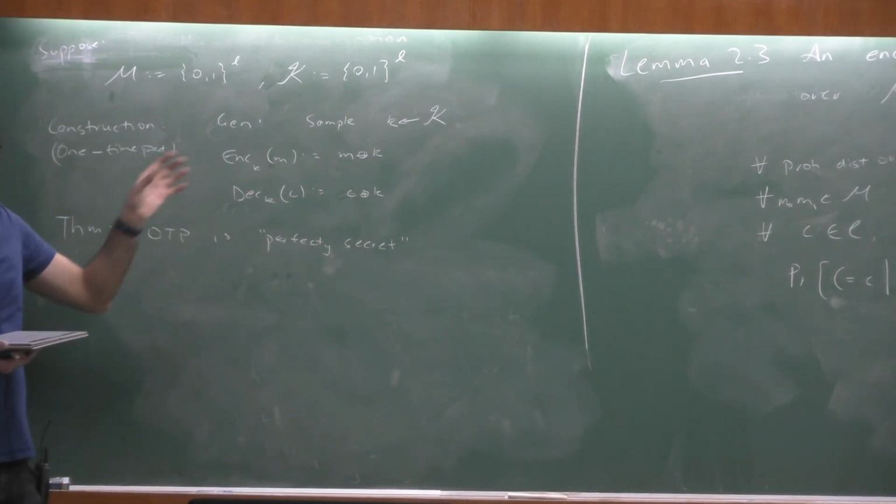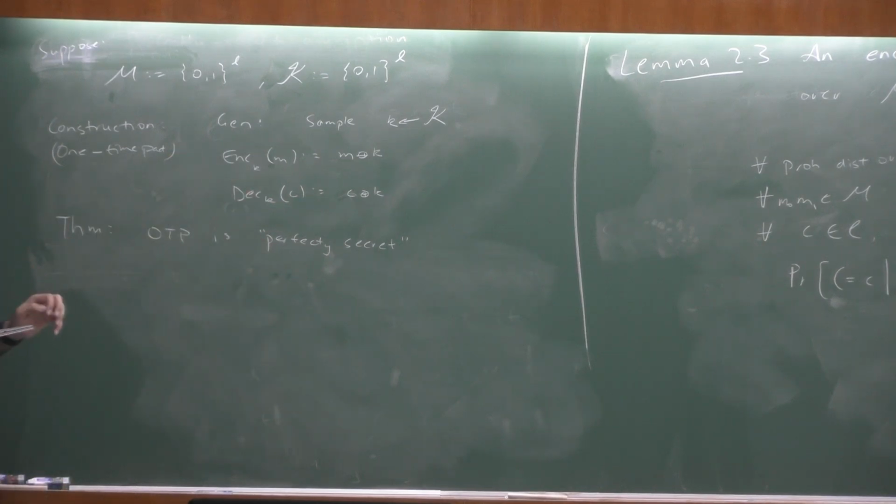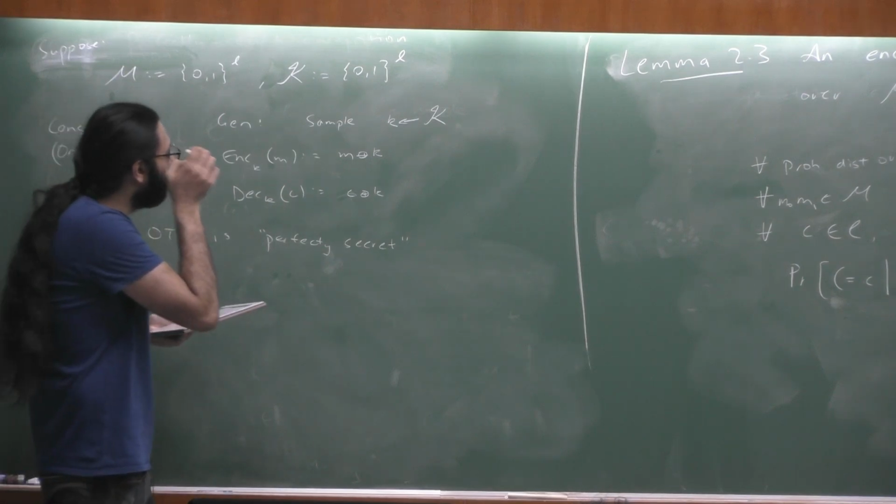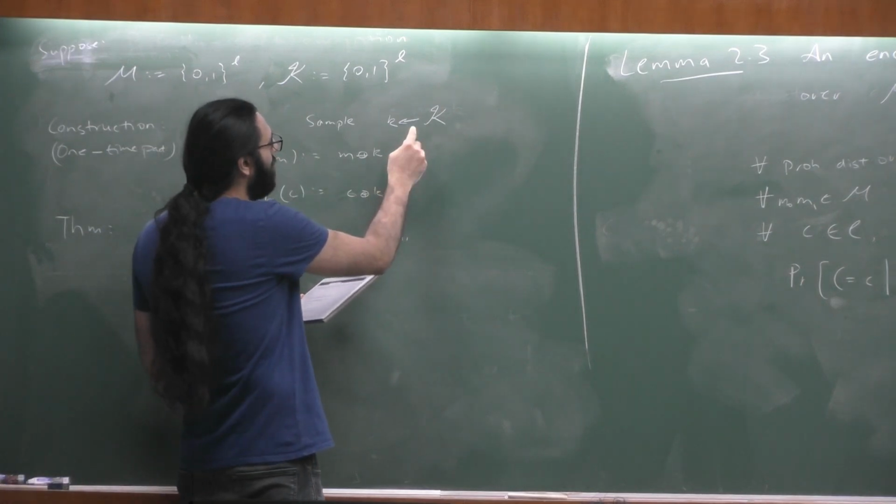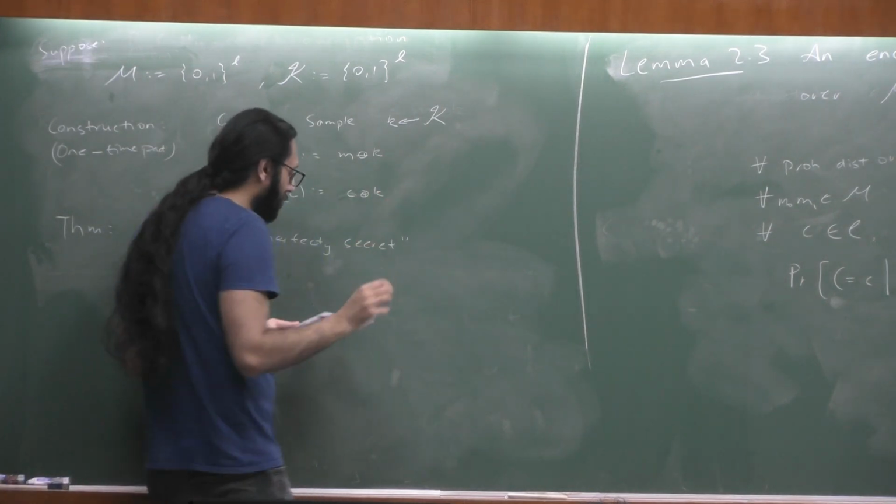Otherwise the distribution gets skewed, and then you can detect it. Just to clarify, anytime you say sample something from something, do you mean sample uniformly, or can you use any distribution? I mean uniformly. Sorry, maybe I should specify if it's anything other than uniform. Maybe I should actually clarify.